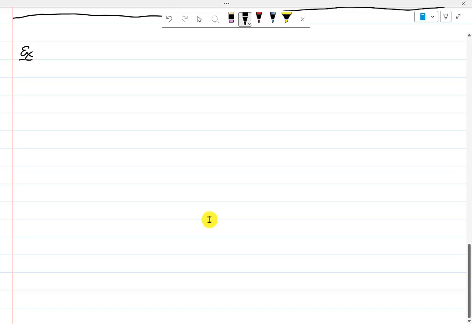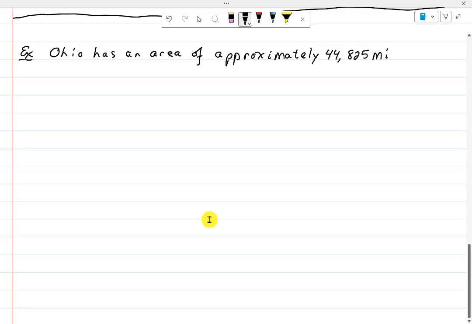The square footage, what do we have? Square miles. Ohio has an area of approximately 44,825 square miles. How many acres is that?